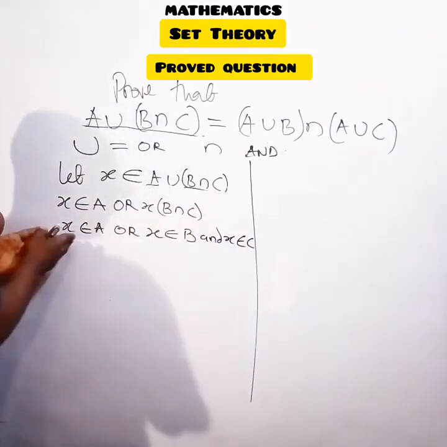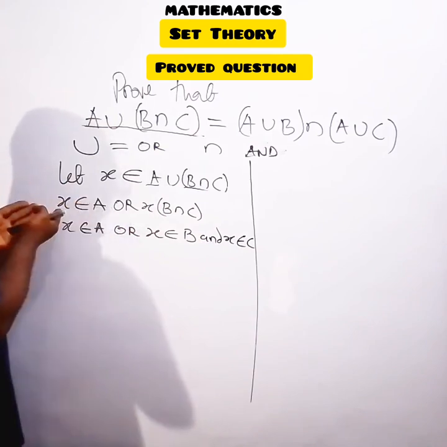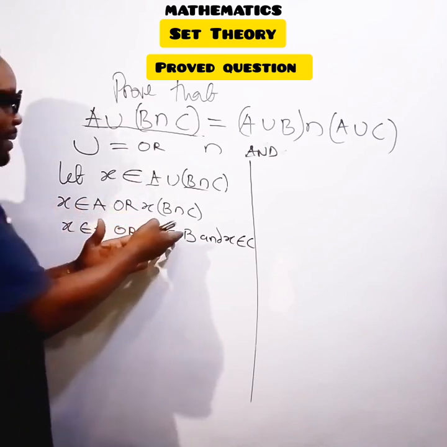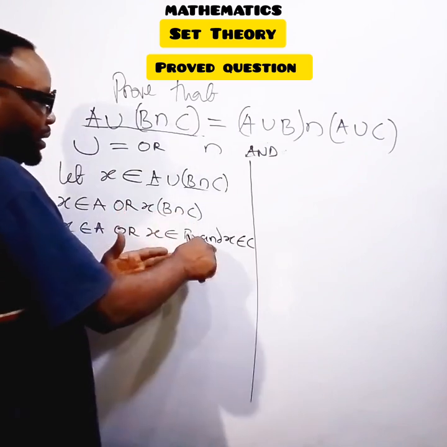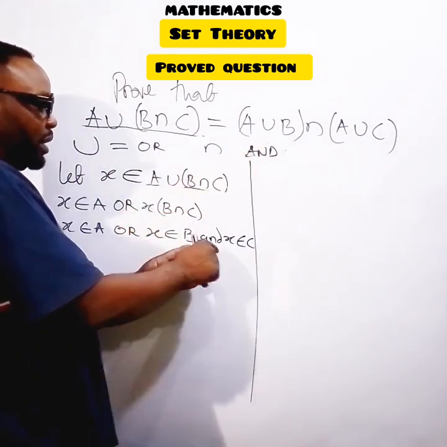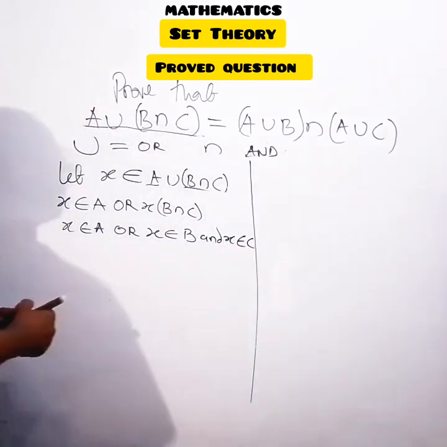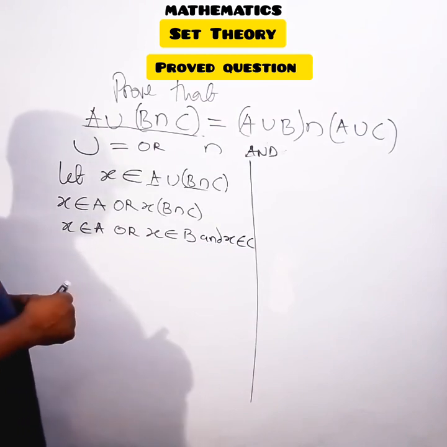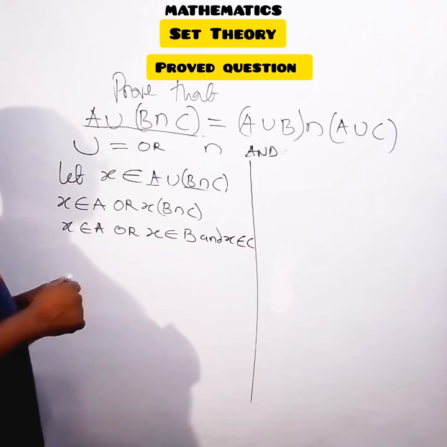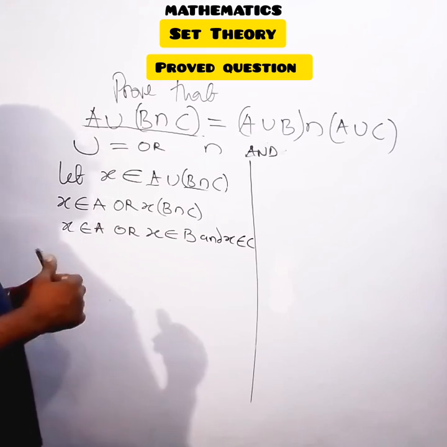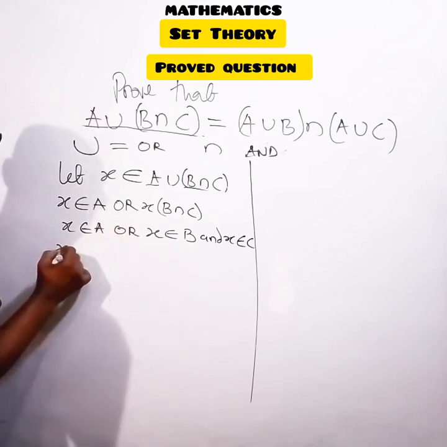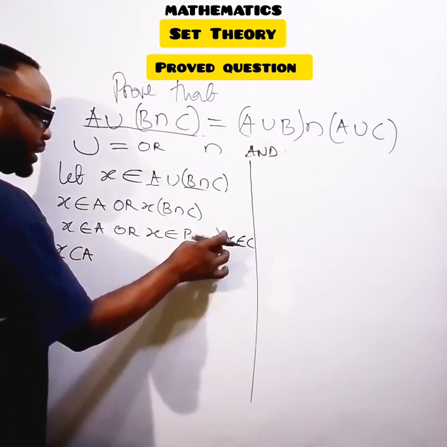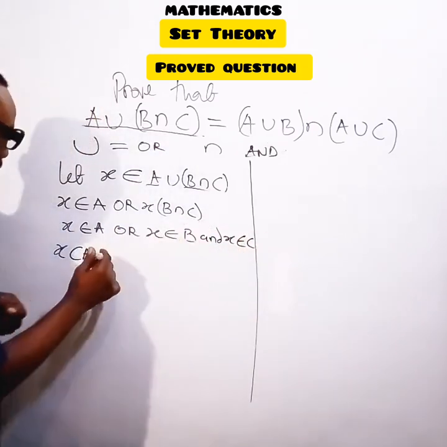Now I split it further. I say x is a member of A, which is what is written initially, or x is a member of B, and I've represented this intersection by "and", x is a member of C. I've been able to bring it out like that. Now we can look at it and say that if it is this or that, then x is a member of A, or x is a member of B and x is a member of C.